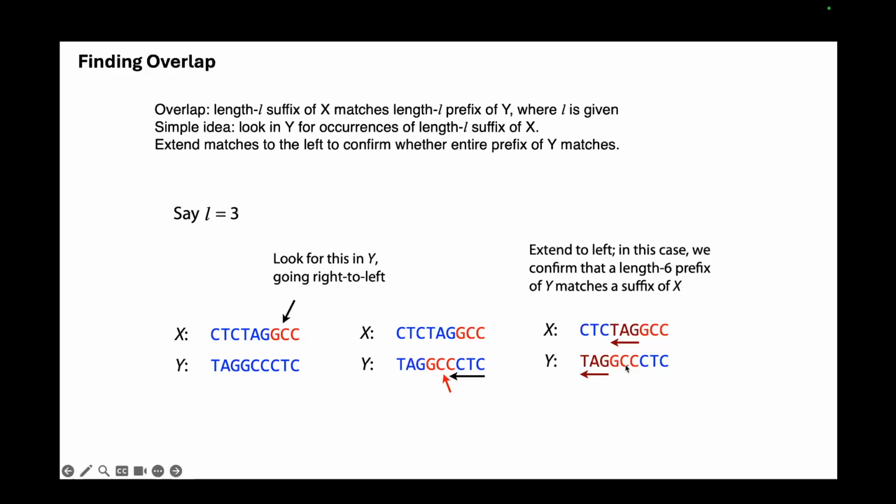So in this case, GCC is present in the middle. But if you move to the left, you see there are more matches. Since your condition was only 3 matches, you wouldn't have found this whole 6-base match. But if you do that, you will find there's this whole six sequence overlap between these two particular reads.